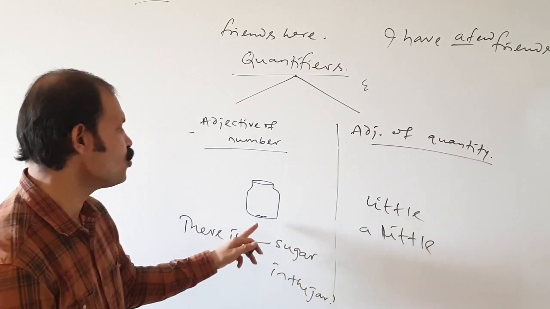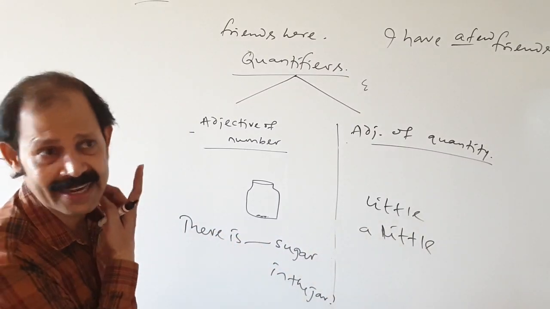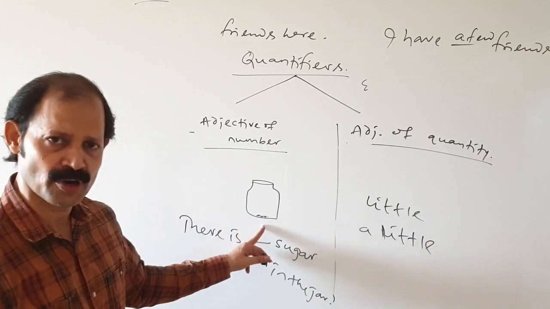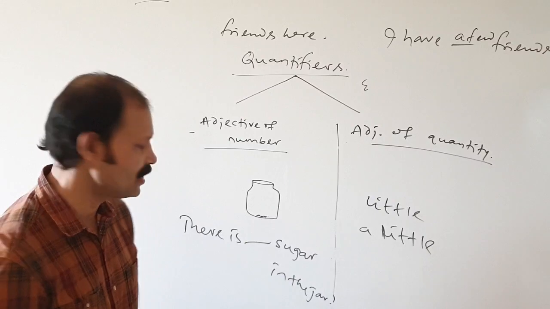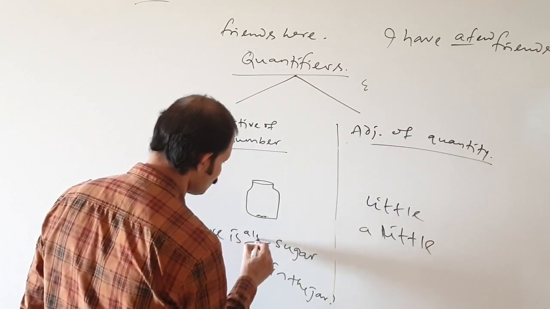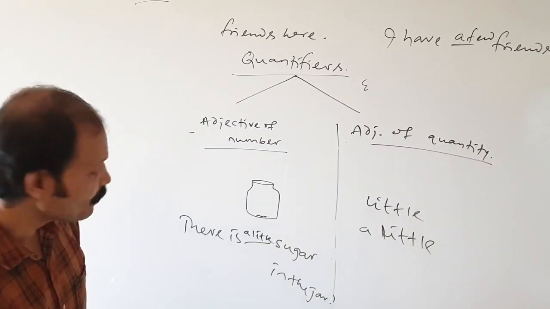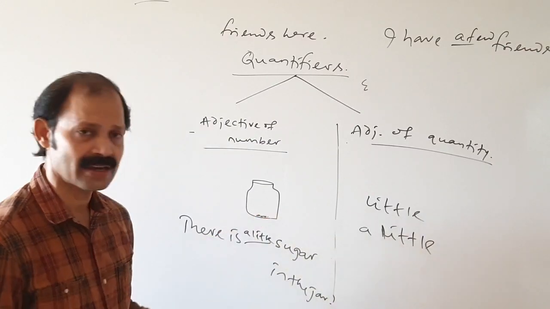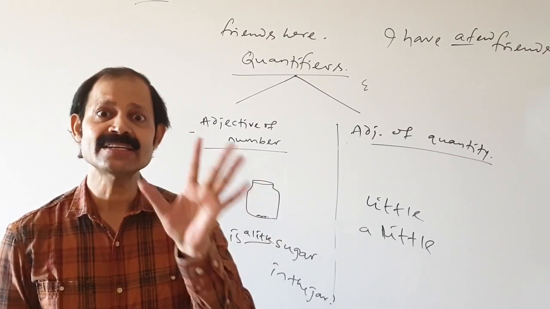Because you have to prepare 2 cups of tea, and this much sugar is sufficient for it, that sentence should be in a positive way. So it is, there is a little sugar in the jar. But suppose the same amount of sugar is there, and Papa came with 10 colleagues.